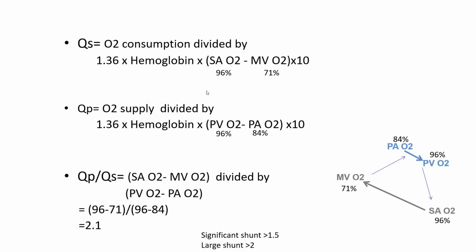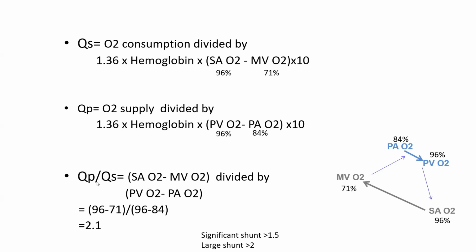QP is a similar equation. It's actually O2 supply by the lungs divided by the same thing: pulmonary venous O2 minus pulmonary arterial O2 content. The O2 supply by the lung is equal to whatever the body consumes. So the O2 consumption in QS is equal to the O2 supply by the lungs. Here the lungs supply O2 and raise the pulmonary venous O2 from that pulmonary arterial O2. So for the QP, we use O2 supply divided by pulmonary venous O2 content minus pulmonary arterial O2 content.